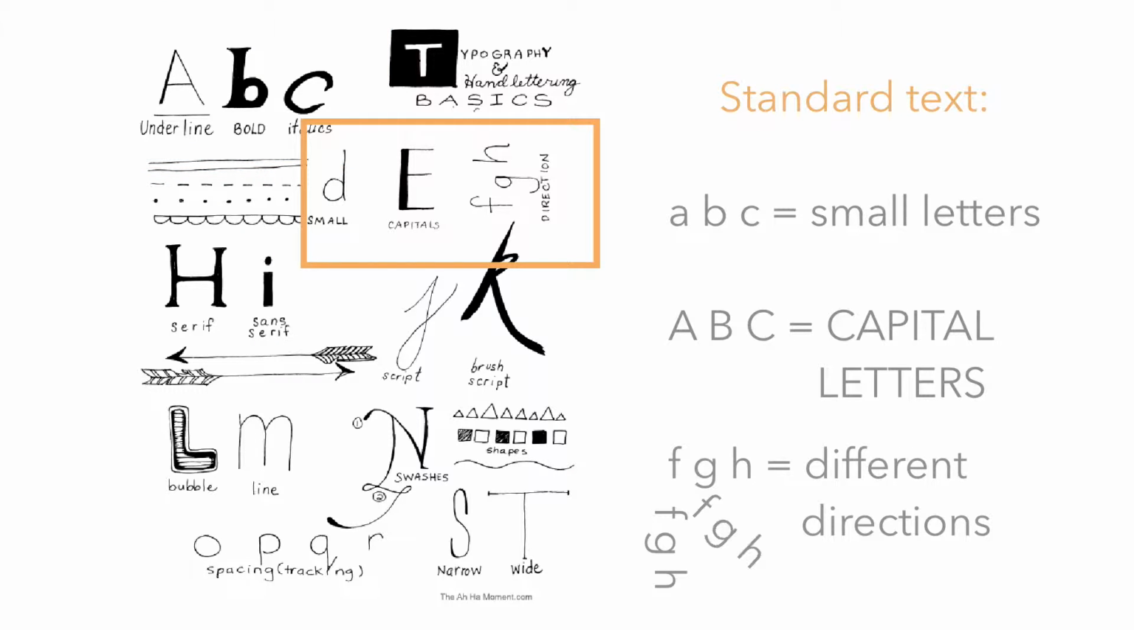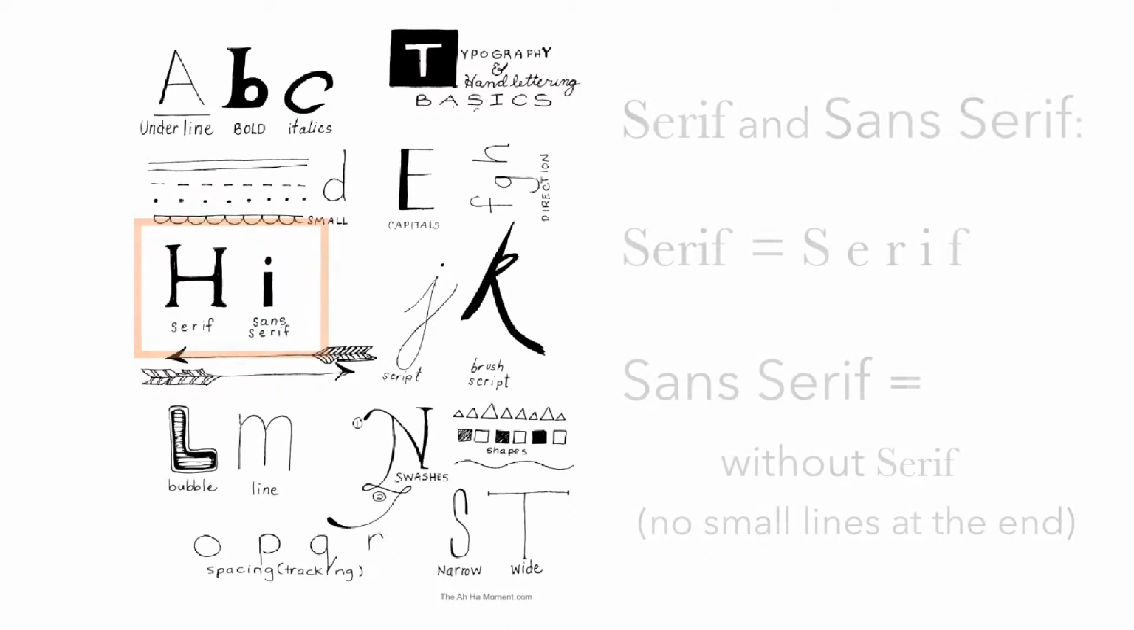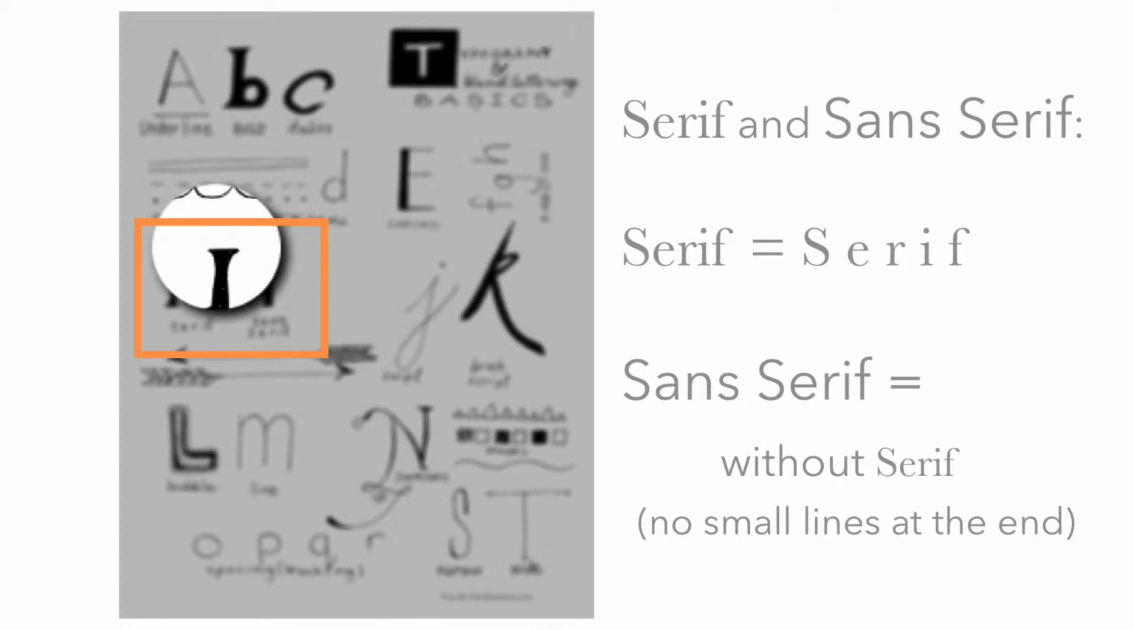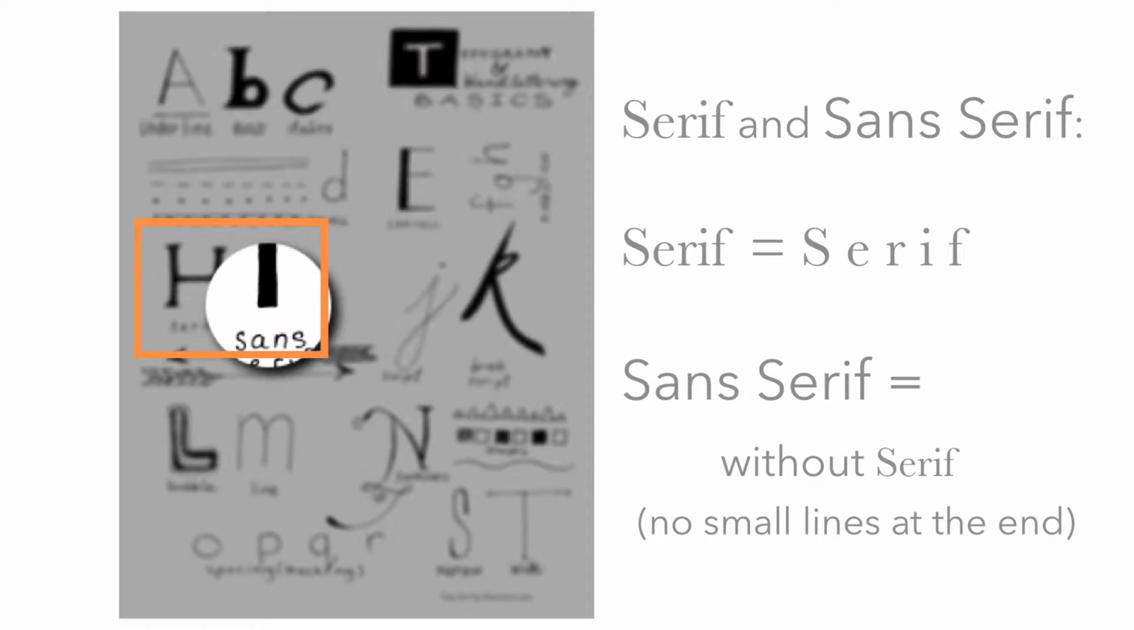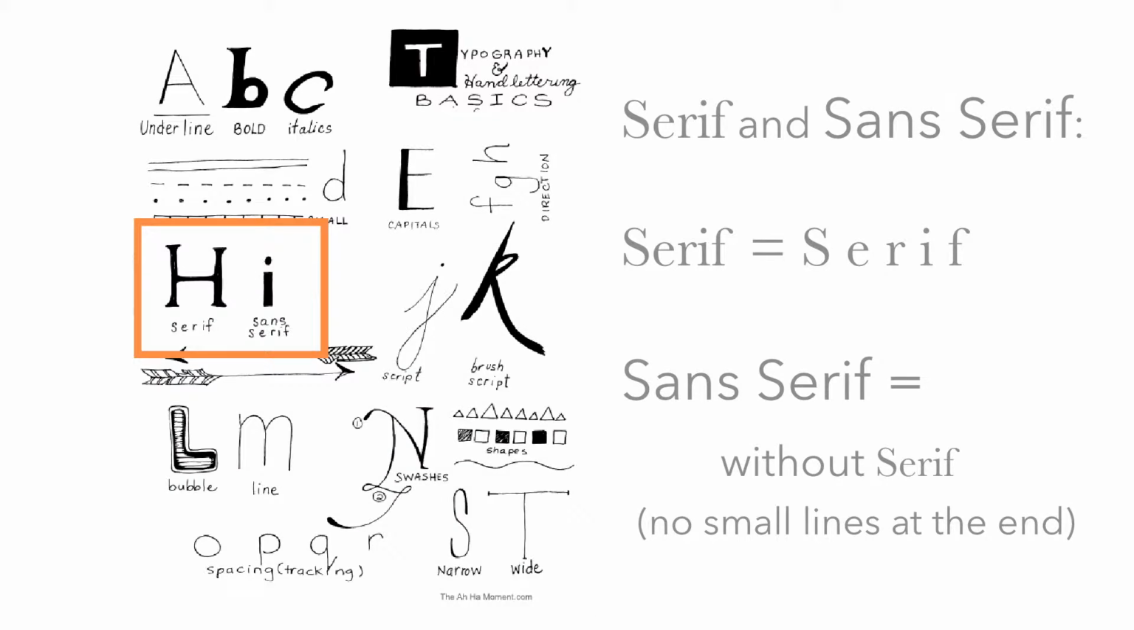Then to evoke emotion, there's small letters, there's capital letters, and there's also making the letters and words go different directions. Then there's serif and sans serif. Serif has small lines on the end, and this is often used in books and printed forms. This is sans serif. Sans means without the serif, so it does not have the small lines at the ends. This is traditionally used on computers or screens.